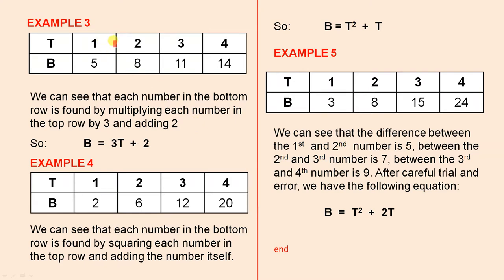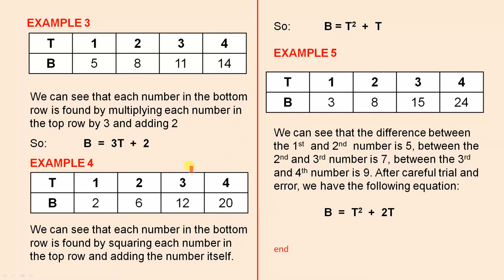Now this can be done by just carefully studying the numbers and seeing what sort of pattern we can derive. So with a little bit of trial and error, you will actually work all that out. So we have B equals 3T plus 2. 3 1s are 3 plus 2 is 5. 3 2s are 6 plus 2 is 8. 3 3s are 9 plus 2 is 11. And 3 4s are 12 plus 2 is 14.